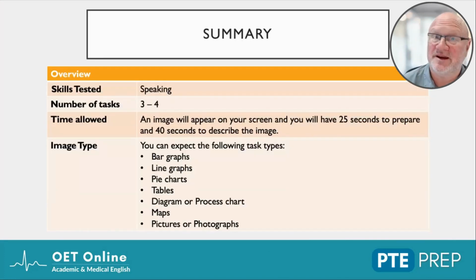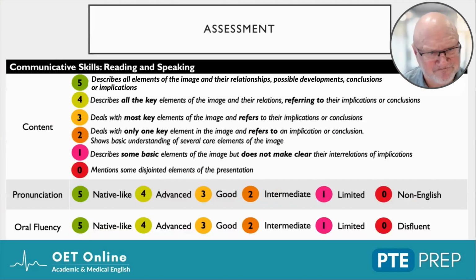So what skills are being tested in describe image? Purely speaking, one skill only. How many tasks? Just 3 to 4. And time allowed, as we just said, 25 seconds prep, 40 seconds to describe it. And what type of task can you expect? Well, you might get different types of graphs, bar graphs, line graphs, or pie charts. Could be tables, could be diagrams or a process chart, perhaps a map, pictures, or a photograph. And we'll look and do a little bit of practice of some different types.